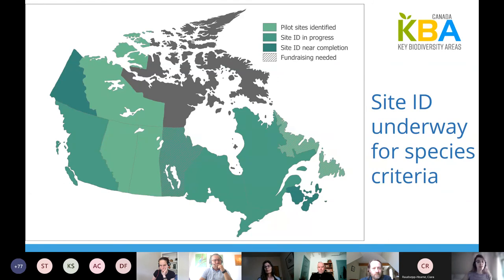In British Columbia, Riley Pullum was our regional coordinator, and he identified approximately 80 sites. And Riley has now left us to move to a full-time job in the United States. So we've hired a new regional coordinator, Ian Adams, and Ian will be continuing the work in British Columbia to identify new KBAs based on species criteria.